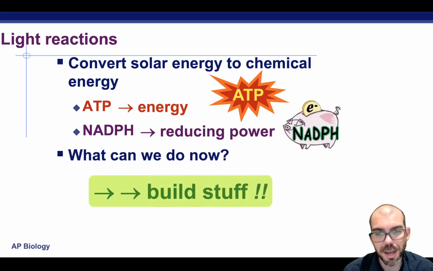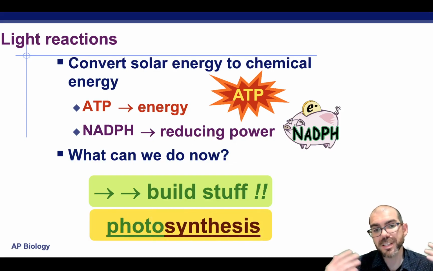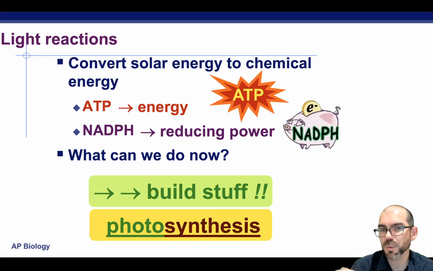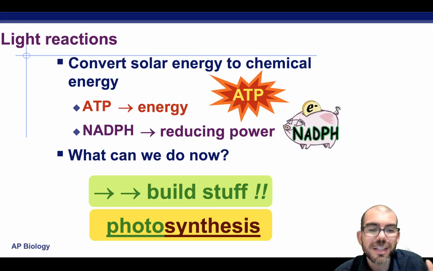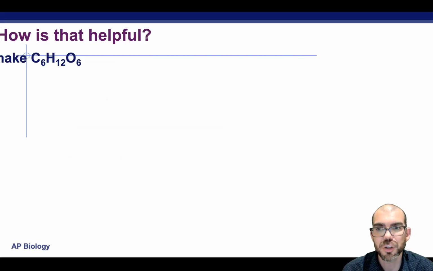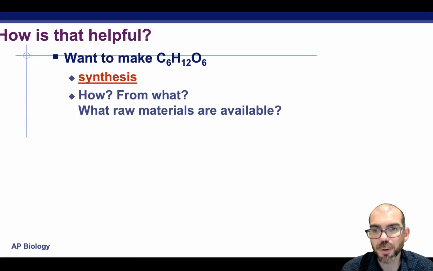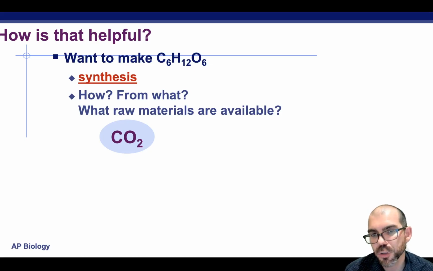We got some money in the bank. So now we can use this energy that we've created to build stuff. We've now taken care of the photo and photosynthesis with the light-dependent reactions. Let's now get to the synthesis, the building of sugars. This is super helpful because we have raw materials to draw from if we have an energy source.